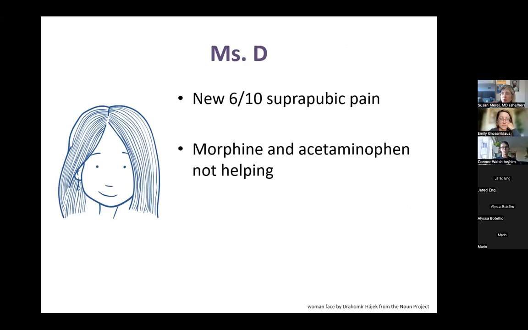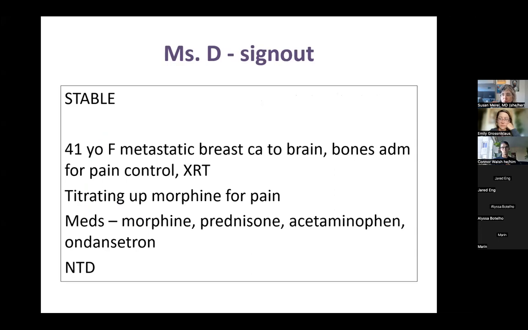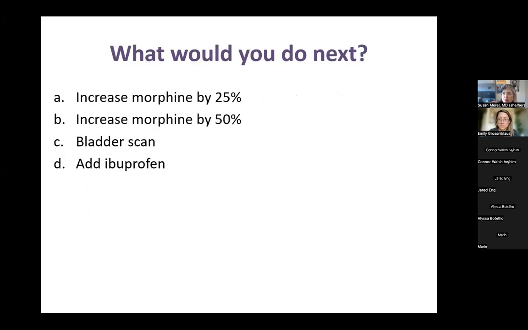All right, moving along. Our new patient, unfortunately, has new 6 out of 10 suprapubic pain. She's getting morphine and Tylenol, but it is not helping. So she is stable. She is a 41-year-old woman with metastatic breast cancer. She has it in her brain, her bones, and she's here for pain control and XRT, and the team is titrating up her morphine, and those are her meds. So last poll, she's again on morphine, having increased suprapubic pain.